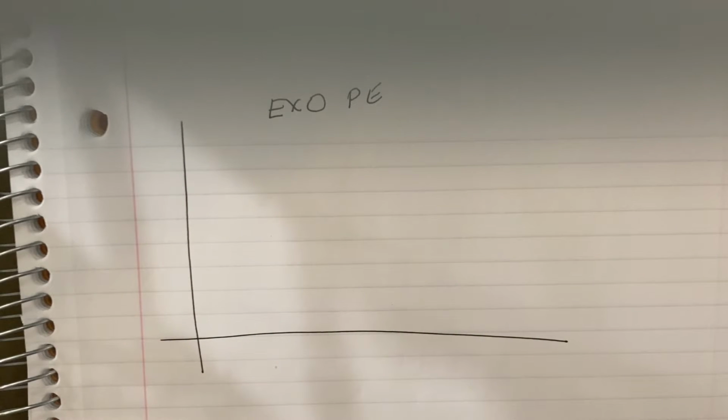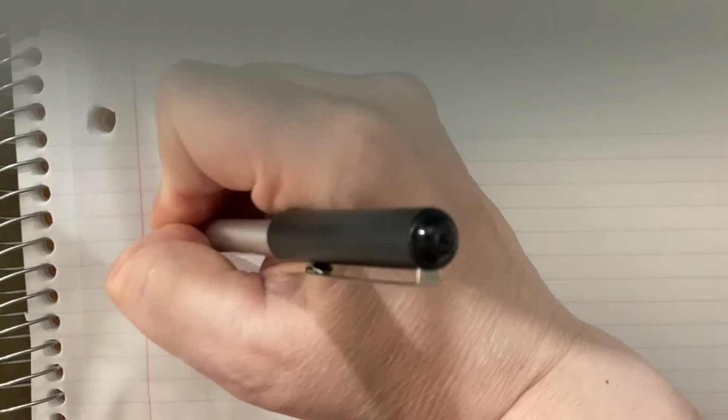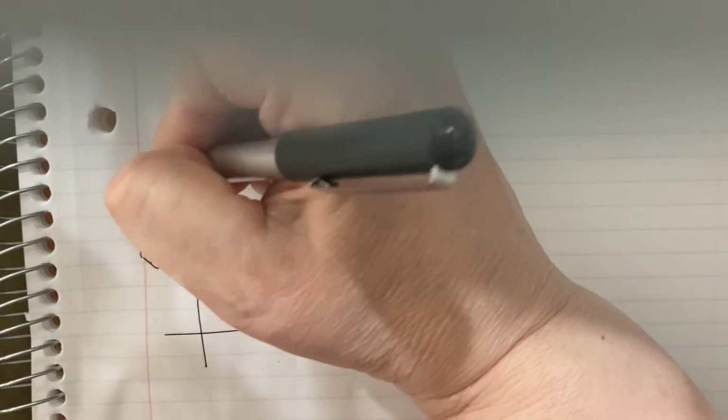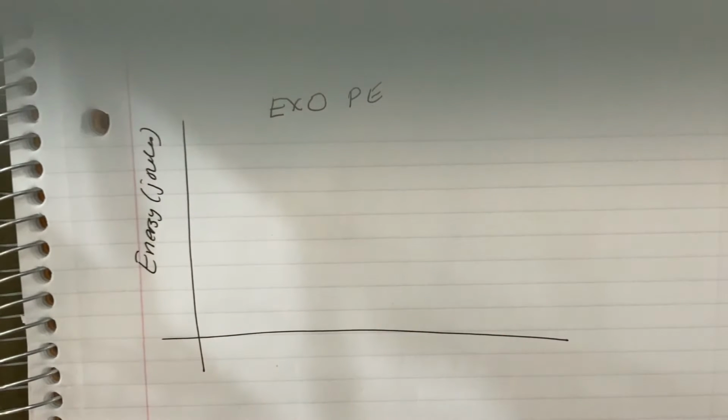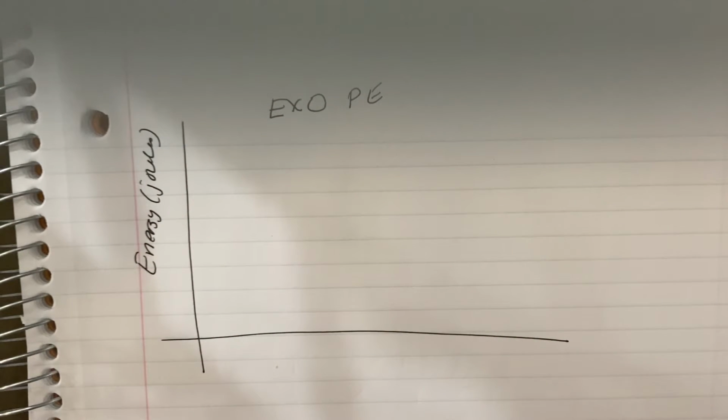Here we're going to draw an exothermic potential energy graph. Potential energy, as opposed to kinetic energy, which is temperature. Potential energy, we're just going to mark using energy. And this could be in joules or kilojoules. Typically it is in kilojoules though.